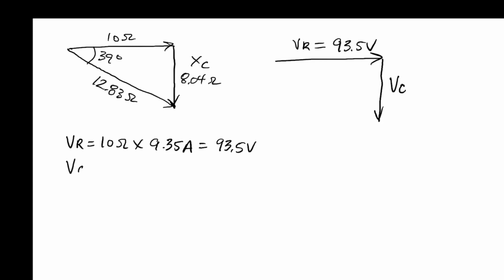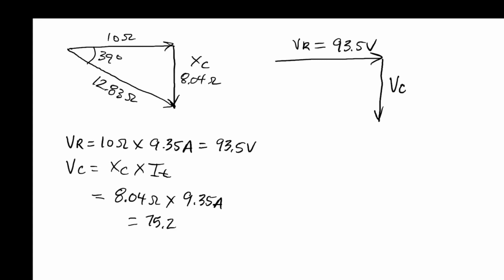What's VC going to be? VC is going to be the value of XC times I total. So don't forget, XC times I total. So that's going to be 8.04 ohms times 9.35 amps to give you 8.04 times 9.35, which gives you, let's say, 75.2 volts. So VC equals 75.2 volts.